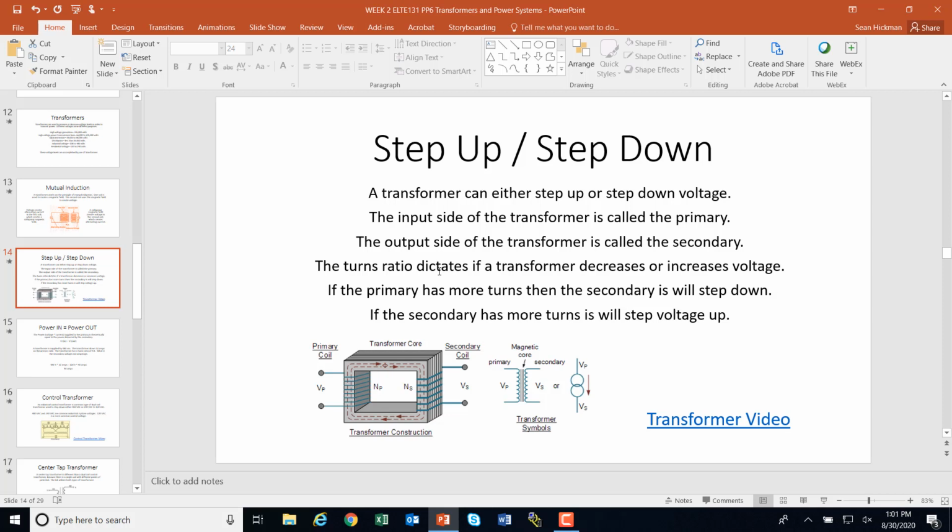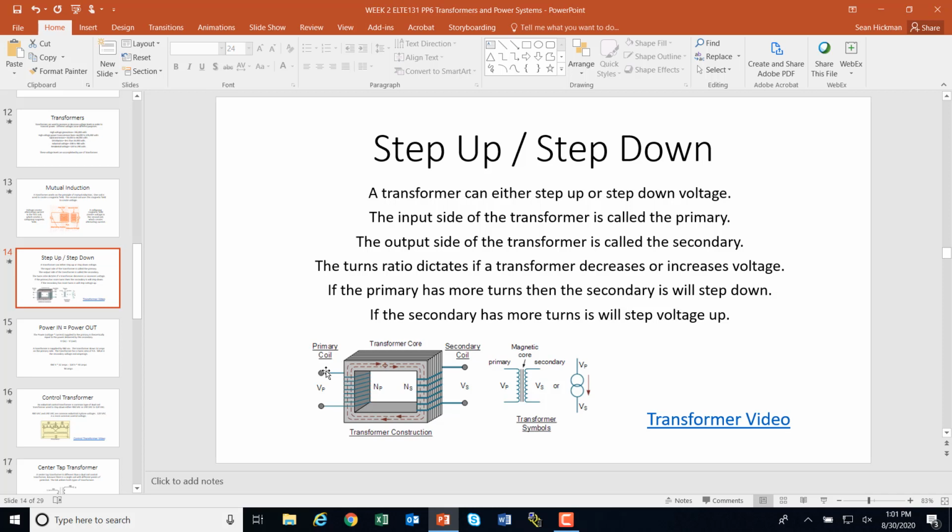Now, the turns ratio dictates how it decreases or increases, all right? If the primary here has more turns than the secondary, then it will step it down. And if the secondary has more turns than the primary, it will step it up, okay? And so we're going to talk about this just a little bit more.